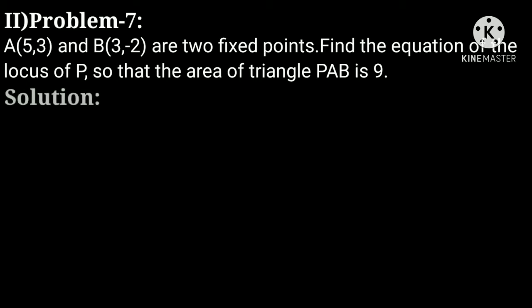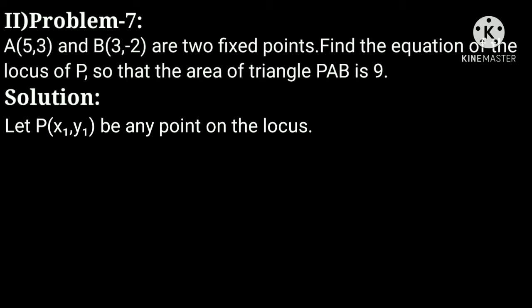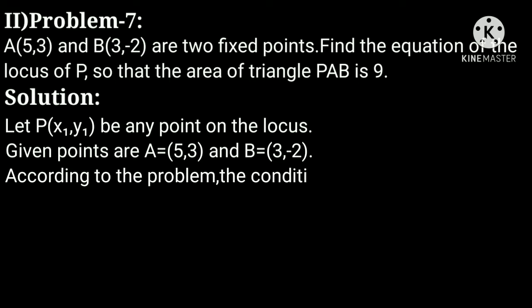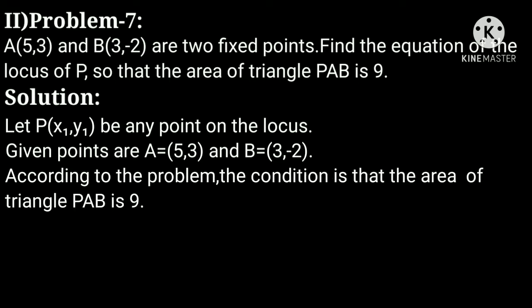Solution. For this problem, we have to assume a point P on the locus. That is, let P(x1, y1) be any point on the locus. Given points are A = (5, 3) and B = (3, -2). According to the problem, the condition is that the area of triangle PAB is 9. That is, area of triangle PAB = 9.